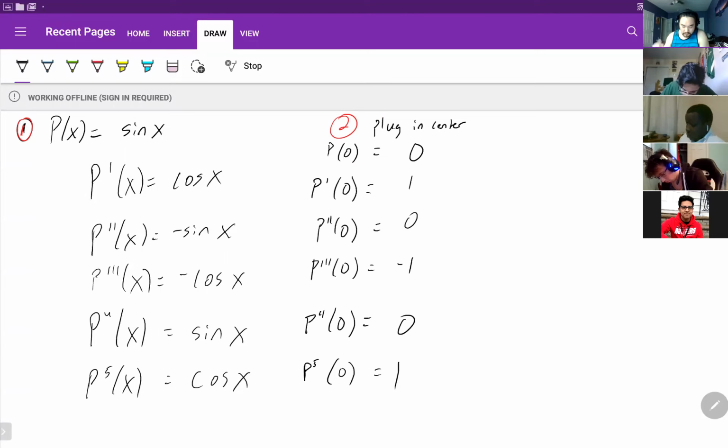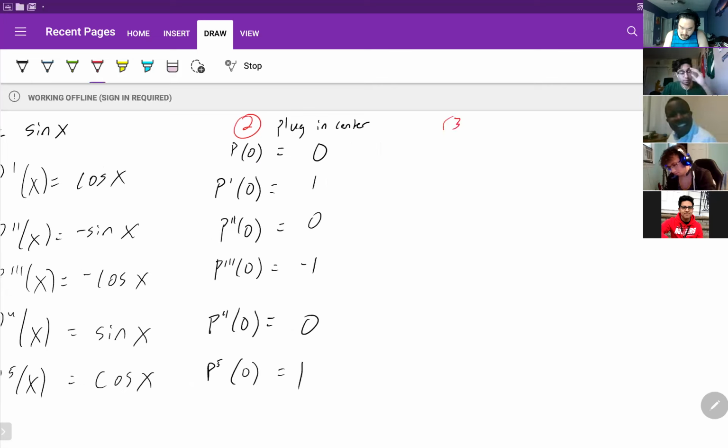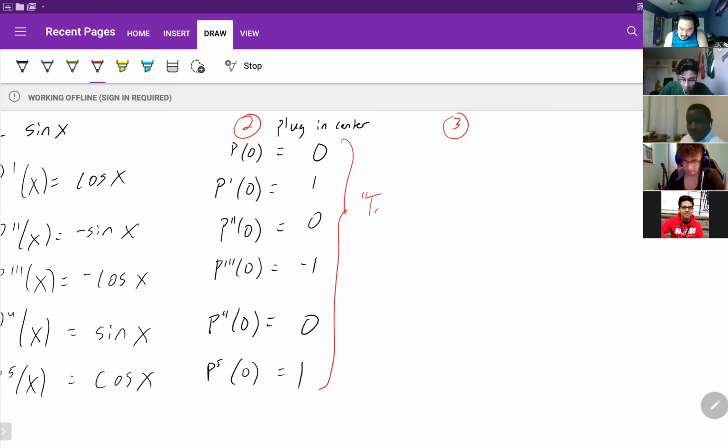Okay, so we plugged in our center. I'll show you guys the long way first, okay? So next, you're going to plug in these. These have a special name, by the way. You'll hear Taylor coefficients being thrown around a lot.